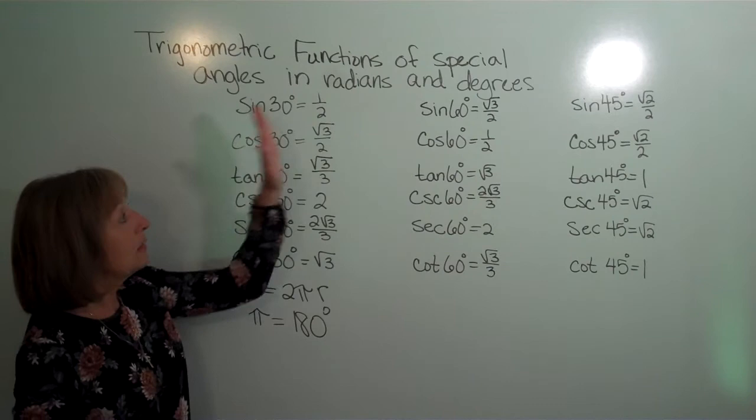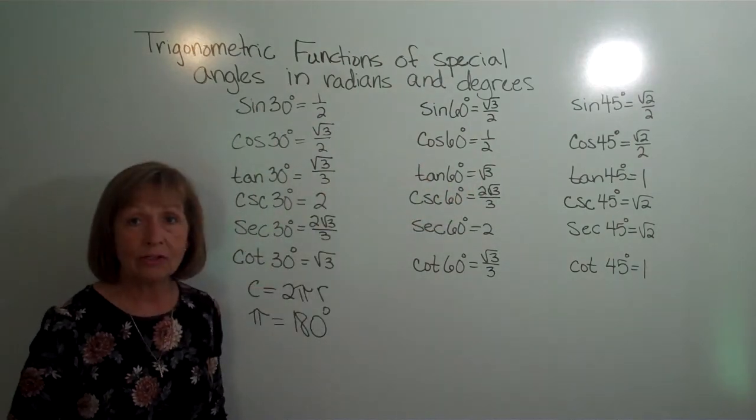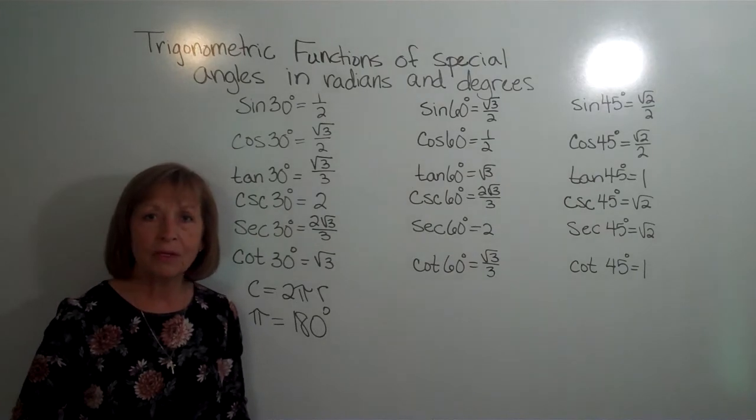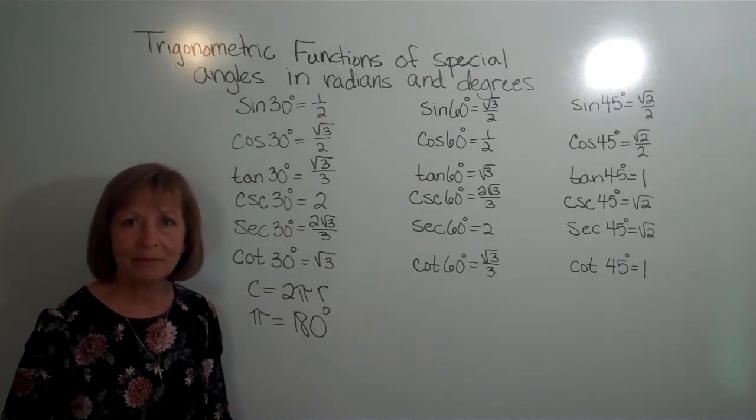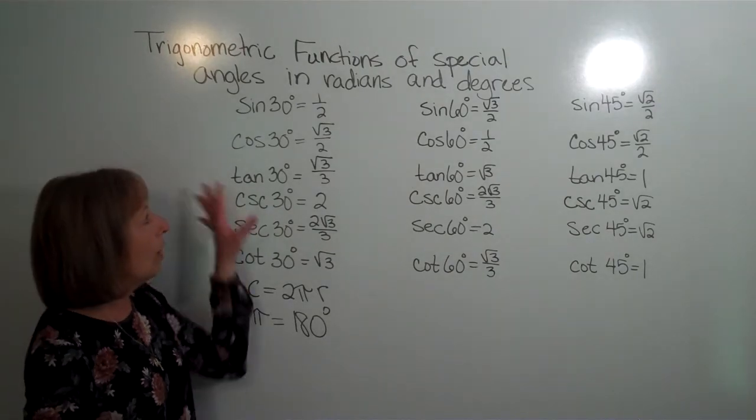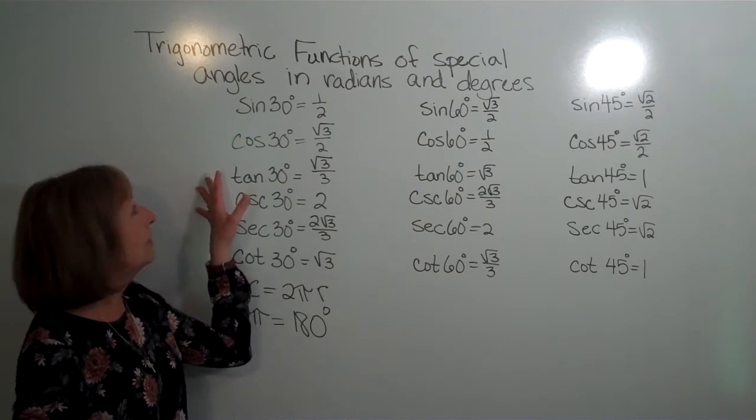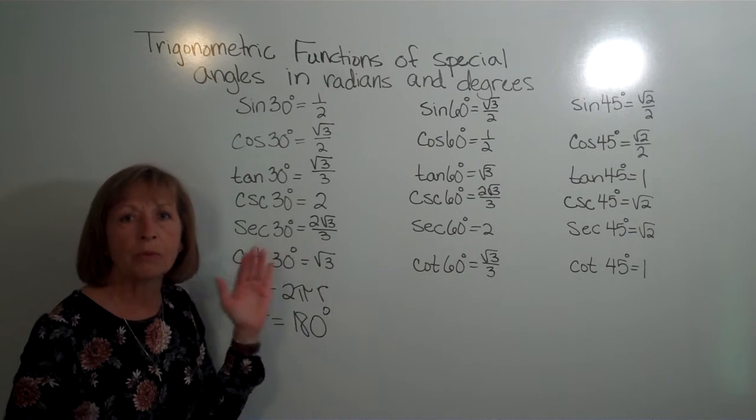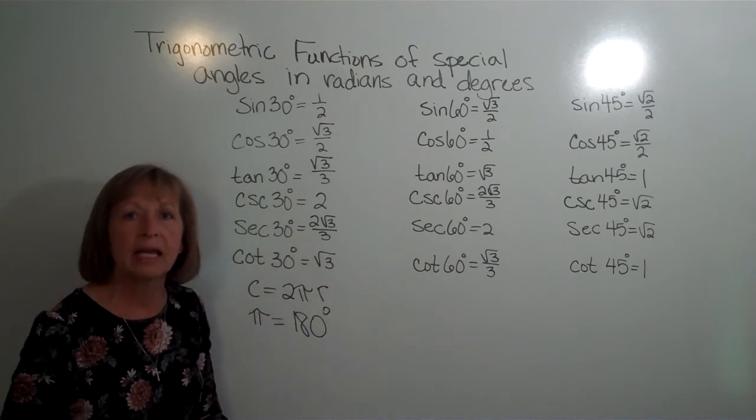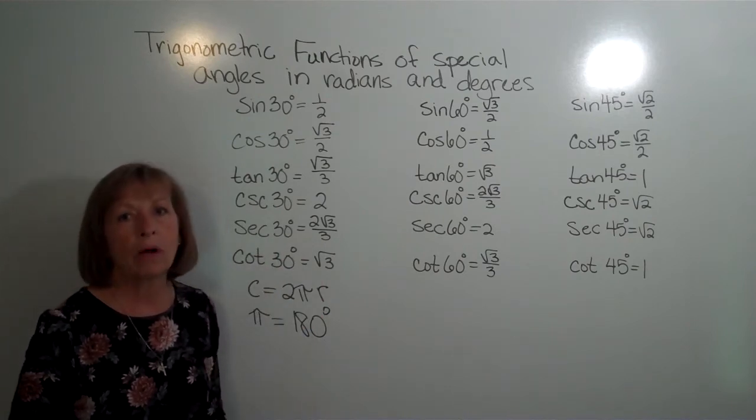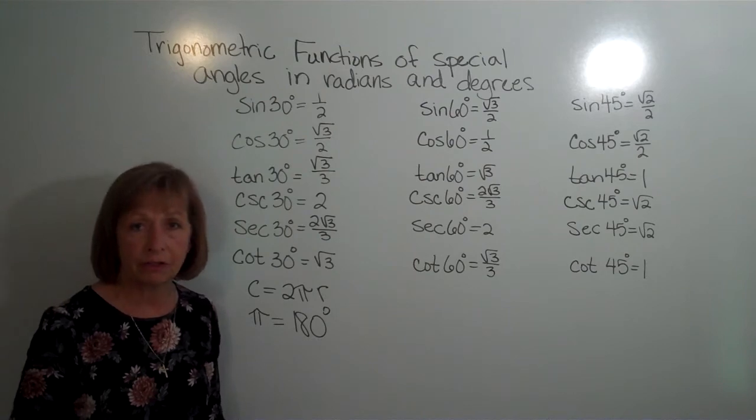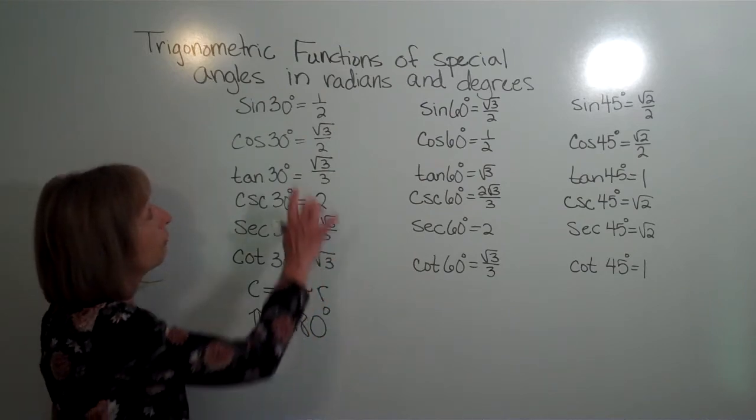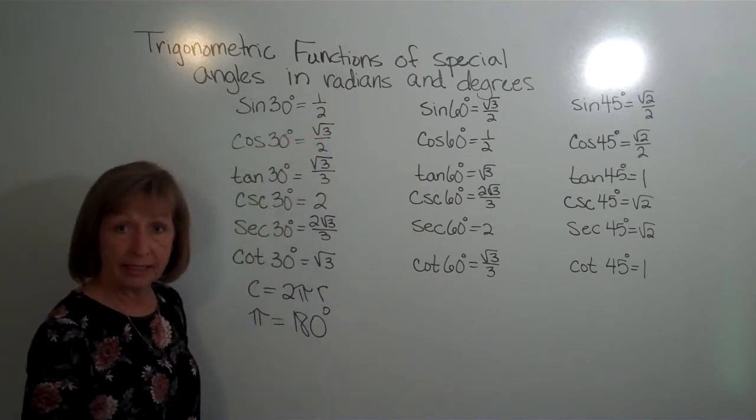Now, with these special angles, we want to not only know them with the degree measurement, we also want to know them with the radian measurement. So what we're going to do next for this video is look at what radian measurement goes along with each of these special angles, and write out what we have for the trig functions of those special angles. Okay, so first for our 30 degrees.